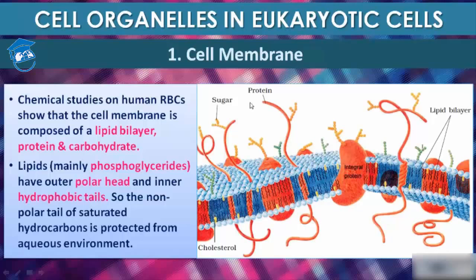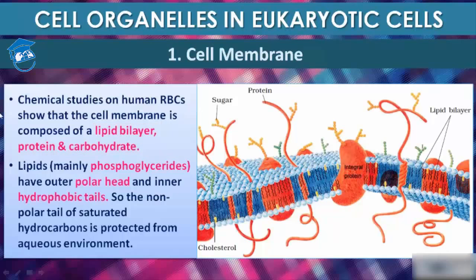Now where is protein? See, this is one protein and this is another protein. This is an integral protein, which is embedded in the plasma membrane, and one is a superficial or peripheral protein, which lies on the outer part of the cell membrane. And where is carbohydrate? Carbohydrate is attached here to the protein molecule. So this sugar is the carbohydrate molecule. So chemical studies on human RBCs show that the cell membrane is composed of lipid bilayer, protein and carbohydrates. So these three things make up the cell membrane.